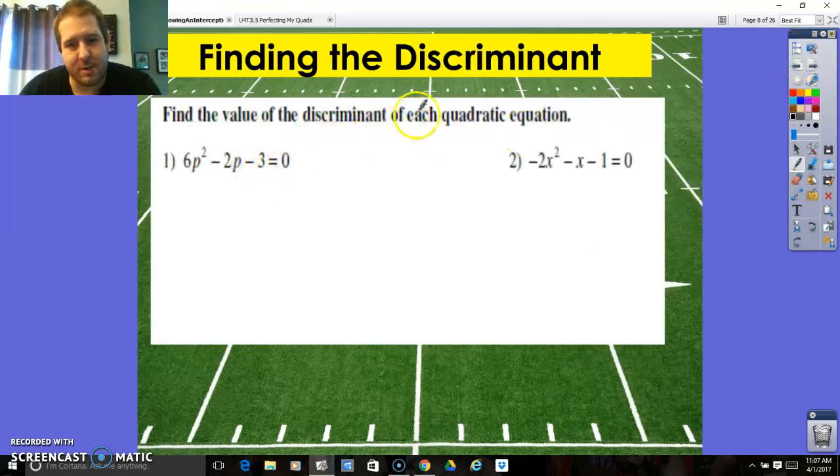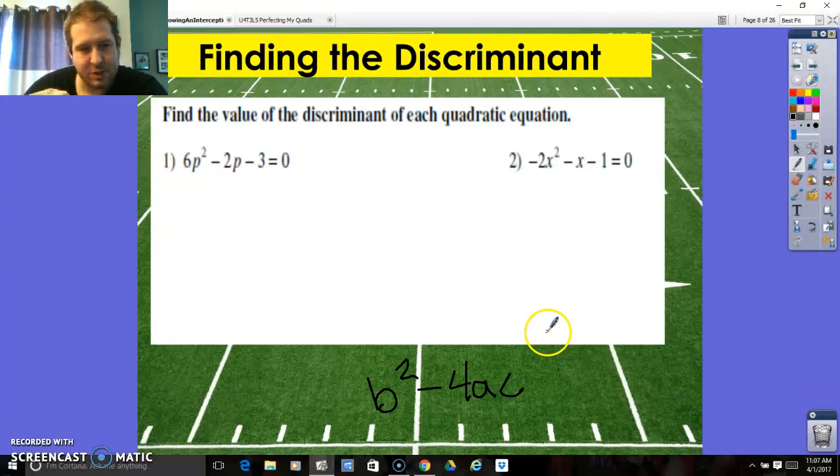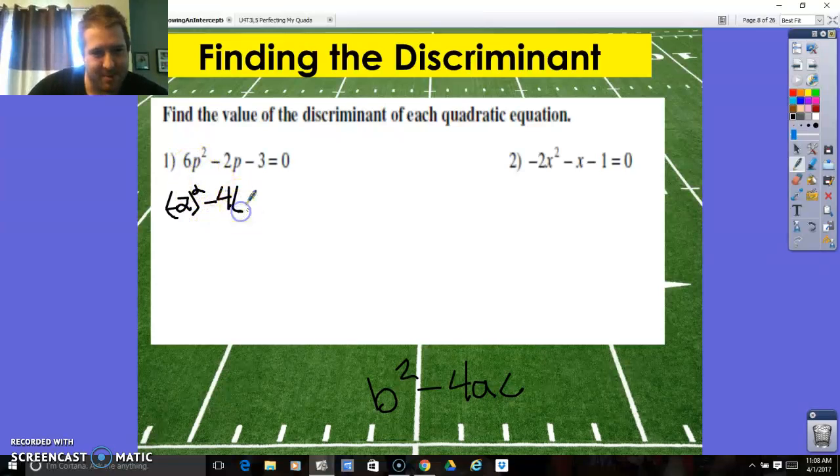All right, so we're going to focus on just the discriminant, which is the b squared minus 4ac. That's just the part inside the radical. That is called the discriminant. So if somebody asks you what's the discriminant, just use this part of the formula. B squared, b in this case is negative 2. So negative 2 squared minus 4 times a, which is 6, times c, which is negative 3. All you have to do is plug that all into the calculator. Negative 2 squared is 4.